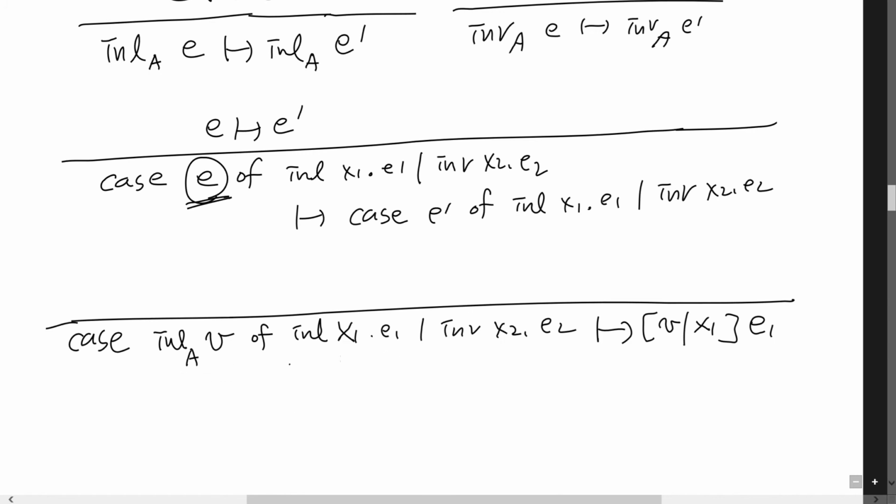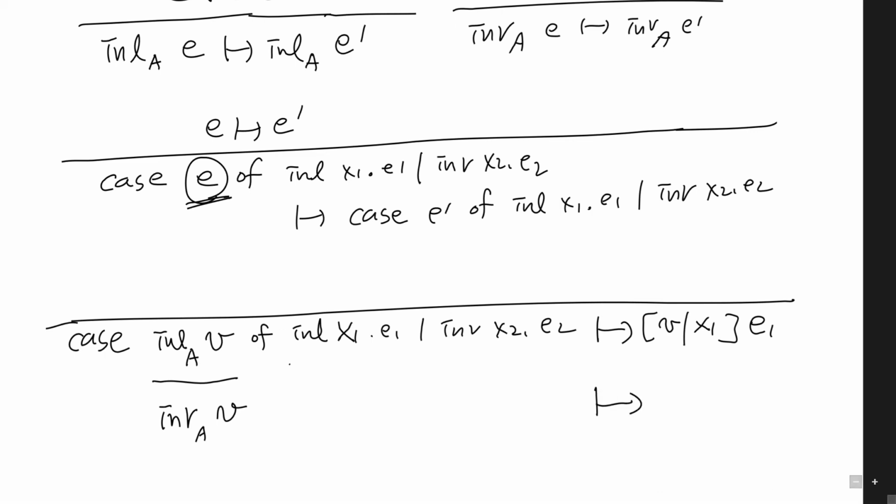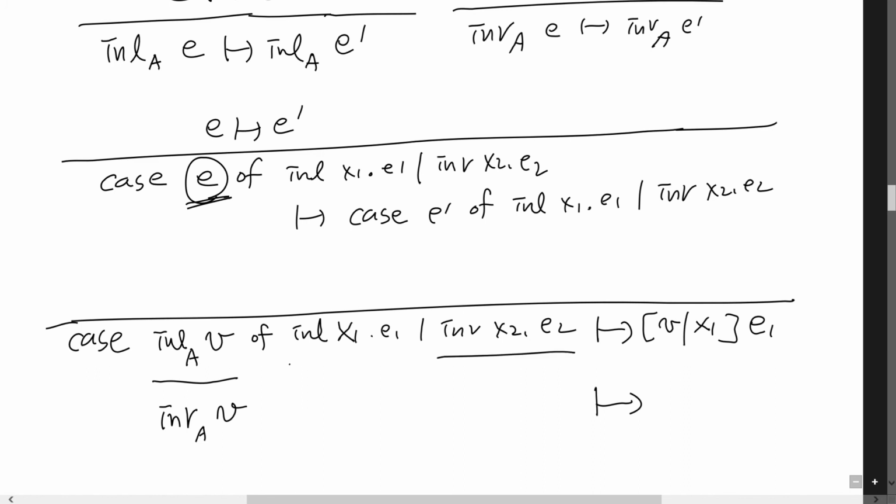And similarly, if this was instead injection right value v, then the whole case expression reduces to, this time, the right branch. So we take this expression E2 where this variable x2 is replaced with this value v. So we have two reduction rules here.